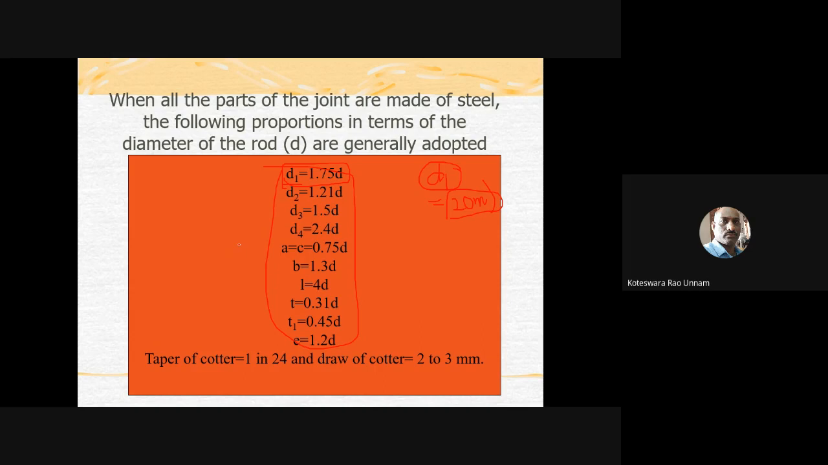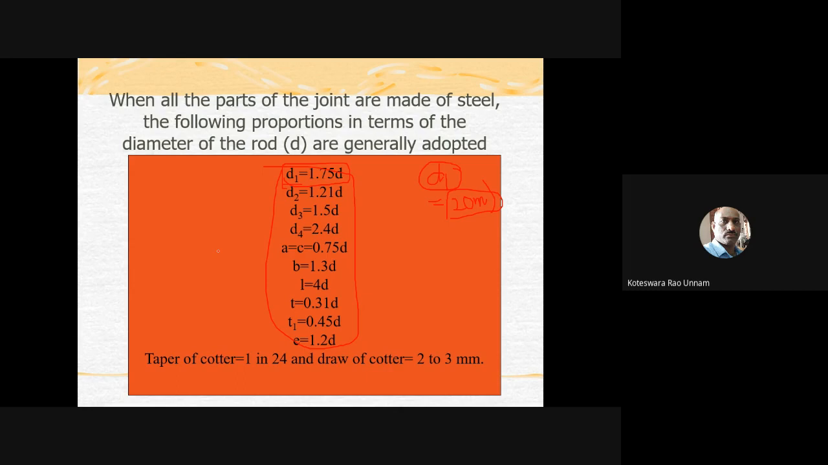Generally they will give you only the P value. But the actual data required to solve this problem is the P value, sigma t, sigma c, and tau. Those things are also required. Sometimes they may give them, sometimes they may not. If they are not given, at least you have to take those values from the data book.